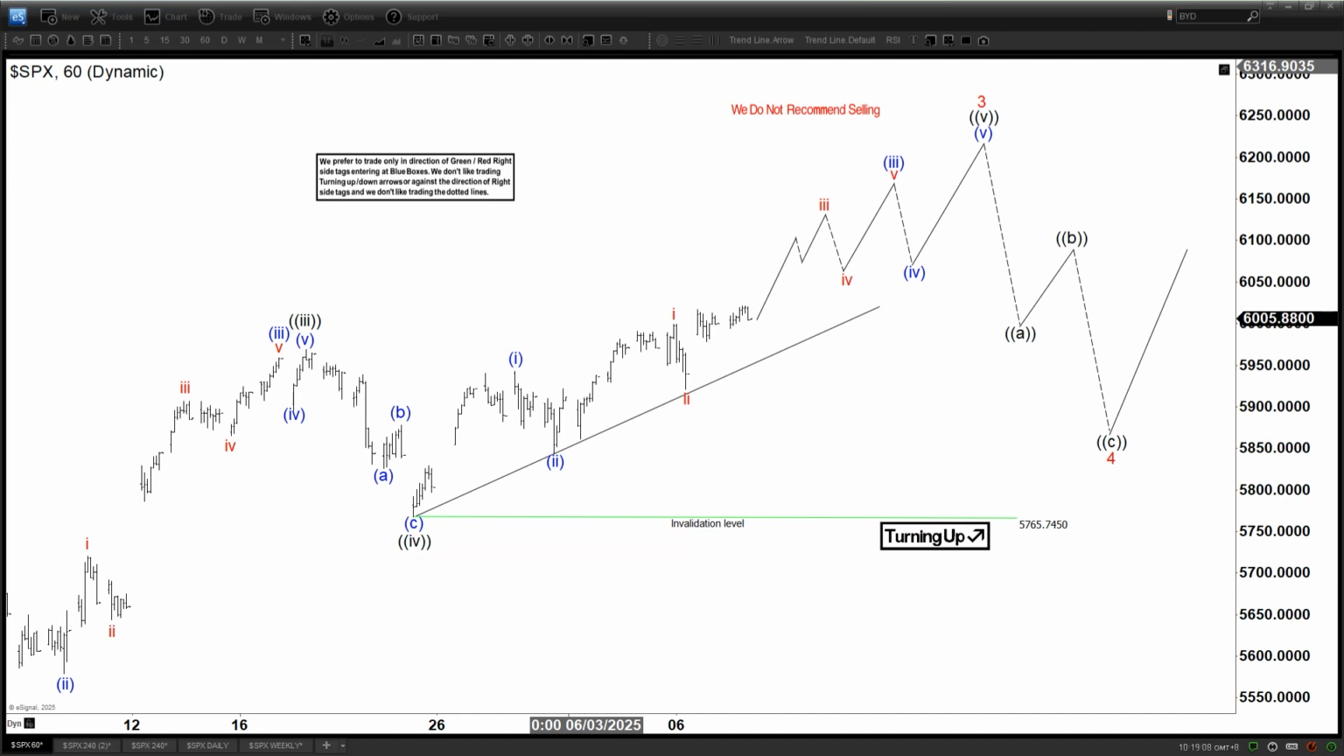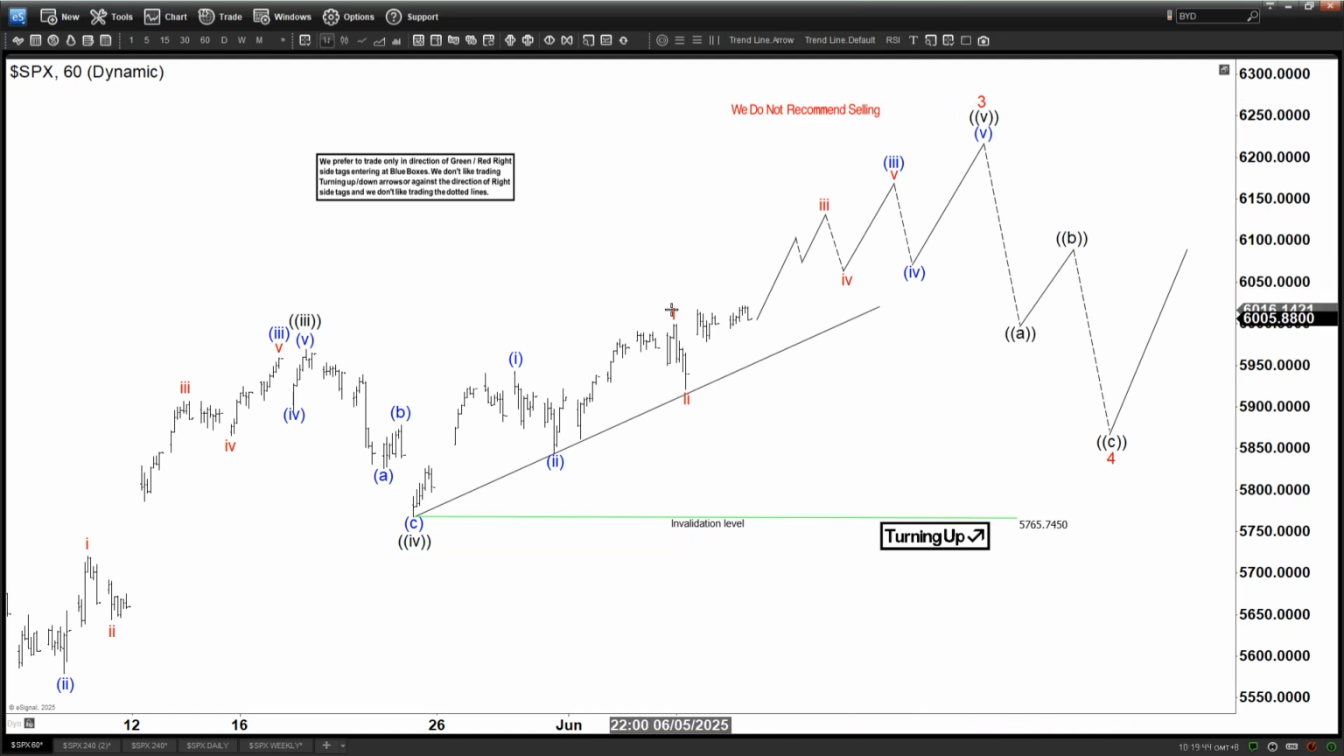Today is June the 10th and the chart of the day is the S&P 500, SPX, 60 minutes time frame. You can see right here that we are now looking to finish with 5 in the minute degree, which subdivides into 5 waves, and once we finish that we should be ending with 3 in the higher degree. This is the minor degree here, then see a bigger pullback in the wave 4. So we should be getting closer to finish this with 3 over here.